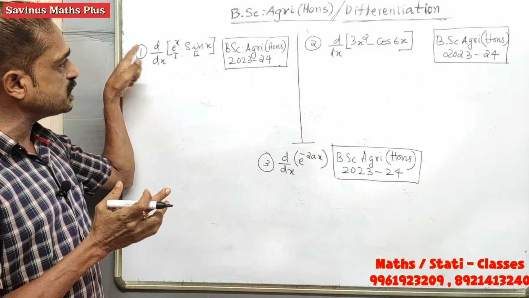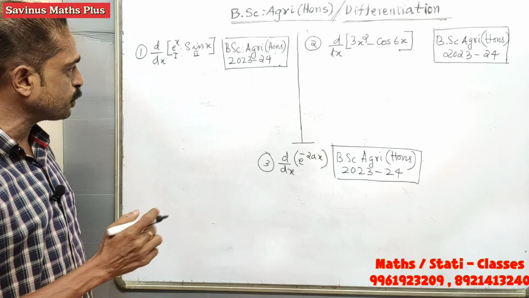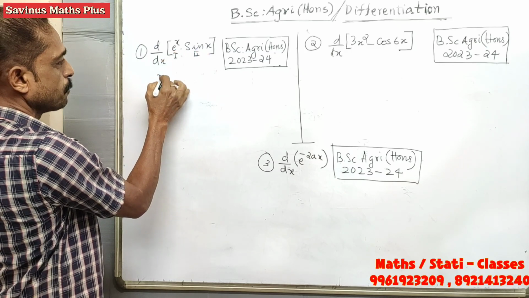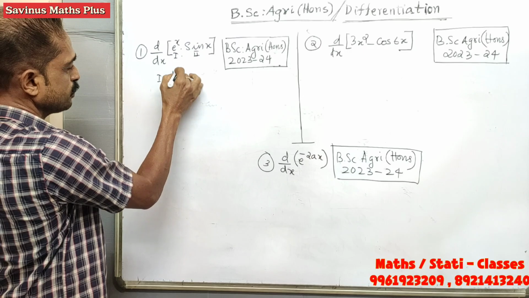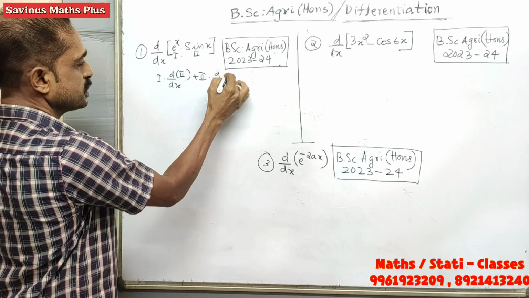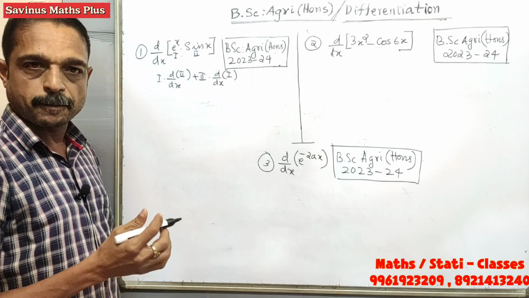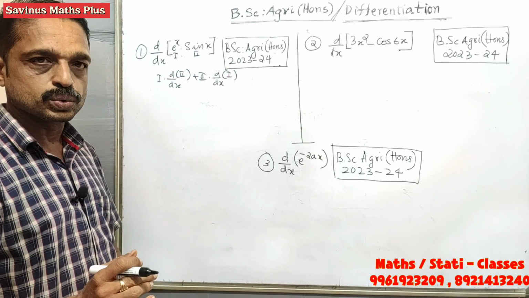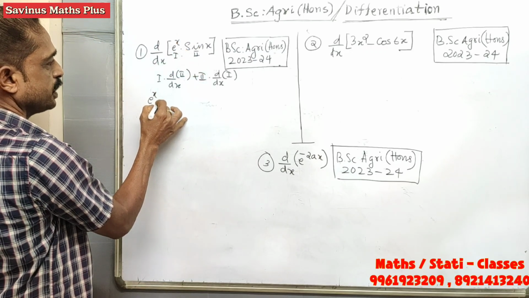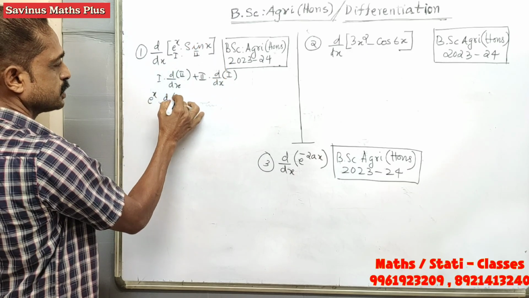In order to differentiate the product of two functions, you will have to make use of the product rule. So what is the product rule? The product rule says that d by dx of the product of two functions is first into d by dx of second plus second into d by dx of first. That is first function into derivative of second plus second function into derivative of first. That is a very simple rule. So first function is e raised to x into d by dx of the second function, sin x.